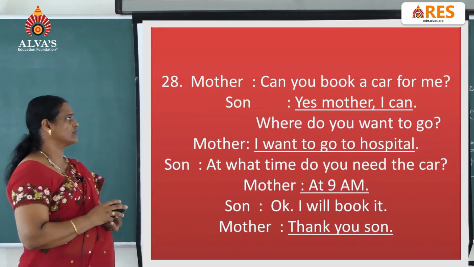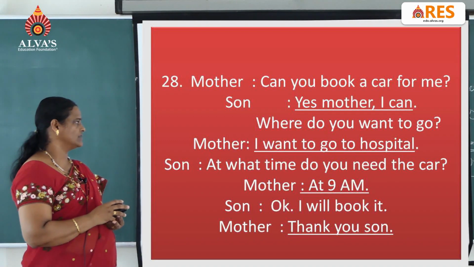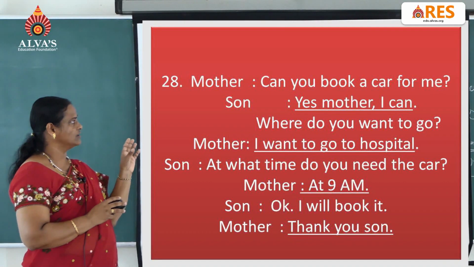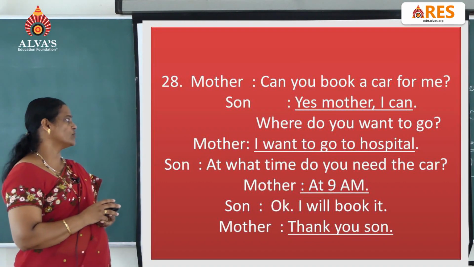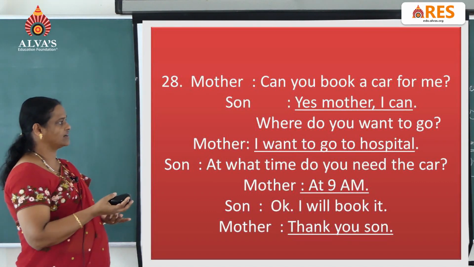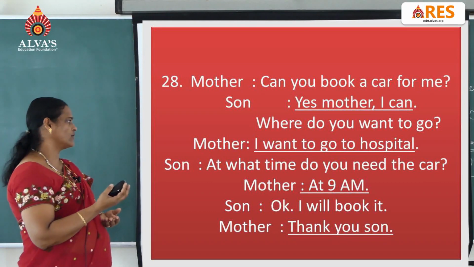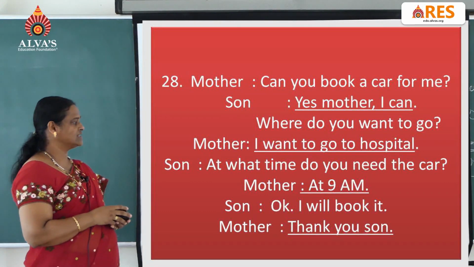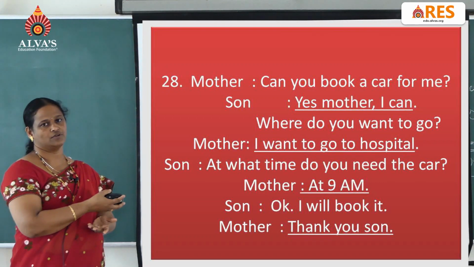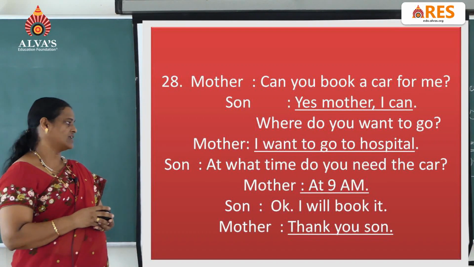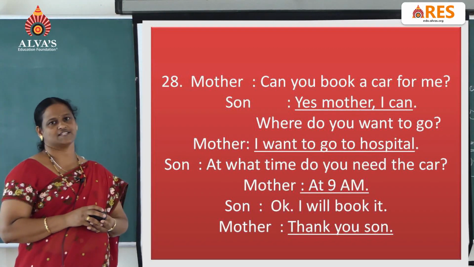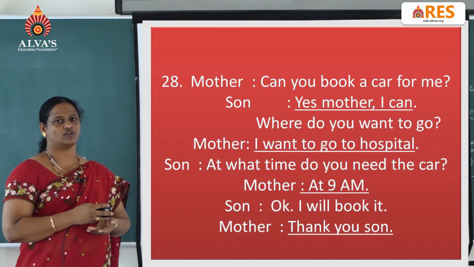Now you see the answer. Mother, can you book a car for me? Son, yes mother, I can. You can write yes mom or okay, any dialogue which suits. Where do you want to go? Mother, I want to go to hospital. You need not write hospital here, you can write even market or bank or whatever. At what time do you need the car? Mother, at 9 a.m. Here also you can write any time. Son, okay, I'll book it. Mother, thank you, son. Here it is expressing gratitude, quite naturally after it, thank you only.